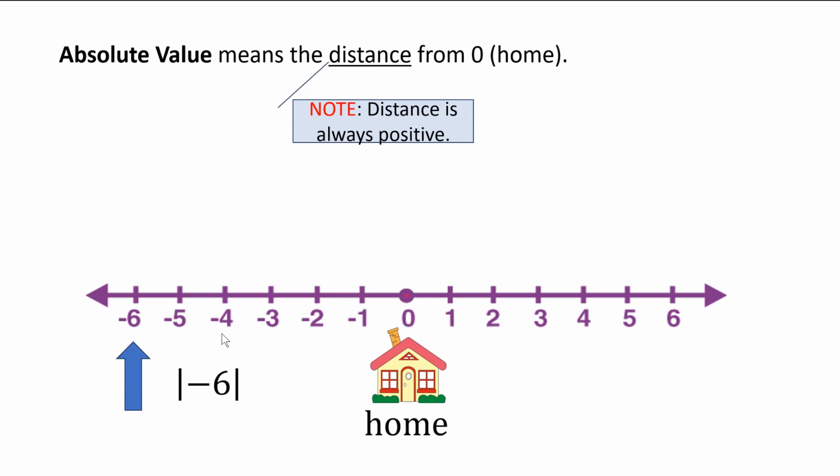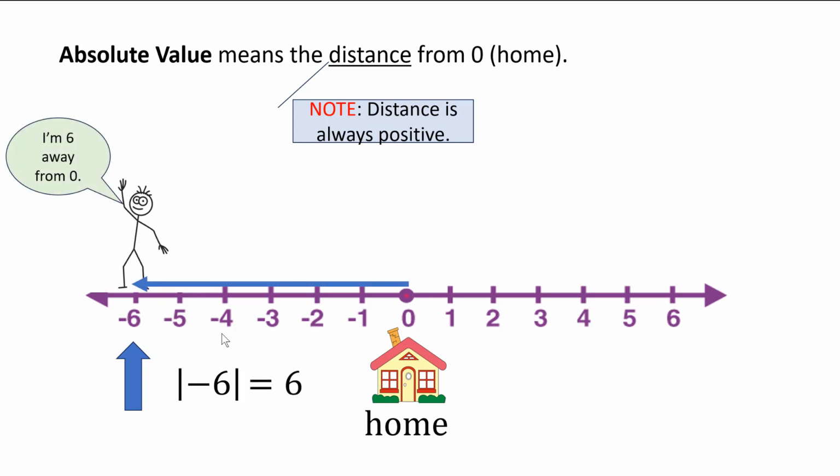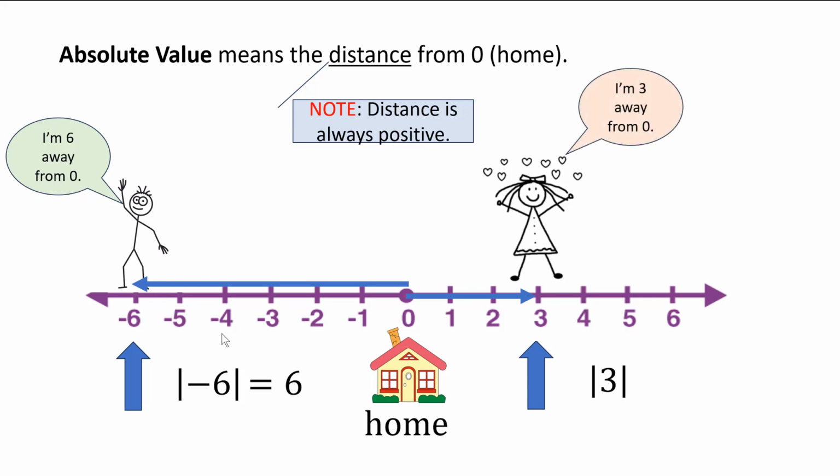And so if we talk about the absolute value of -6, we just look at where -6 is. How far is it from home? It's 6 away. So the absolute value of -6 would just be 6. And then for +3, the absolute value of +3, again, it's only 3 away from home. It doesn't matter which direction. Absolute value of 3 is 3 because it's 3 away from home.